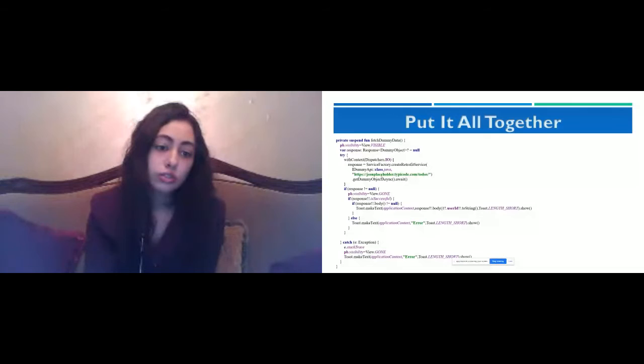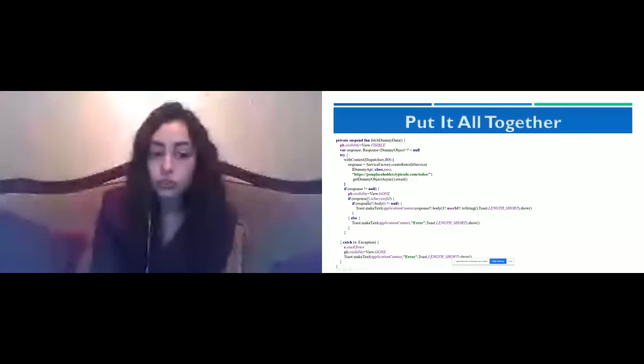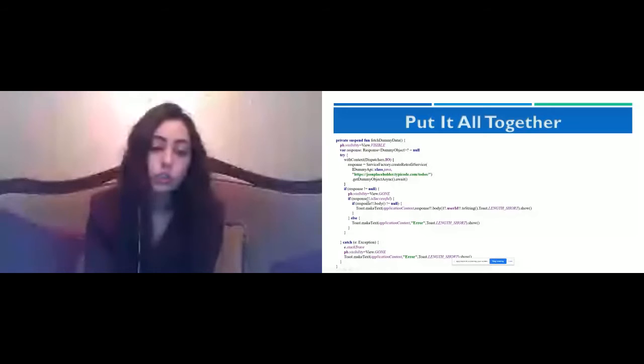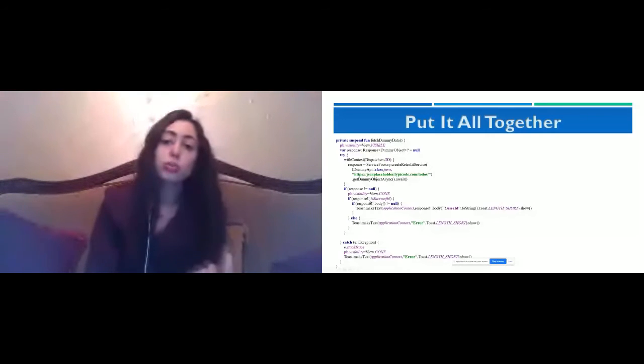Okay, so the visibility view.gone. If response double exclamation marks. I checked here that response is not null. Now I am 100% sure that response is not null, so I can put the double exclamation marks dot isSuccessful. If I don't put the double exclamation marks, Kotlin will not allow me to run the project.